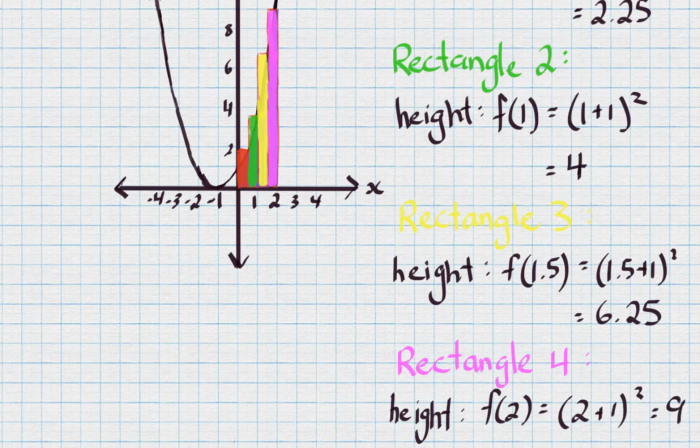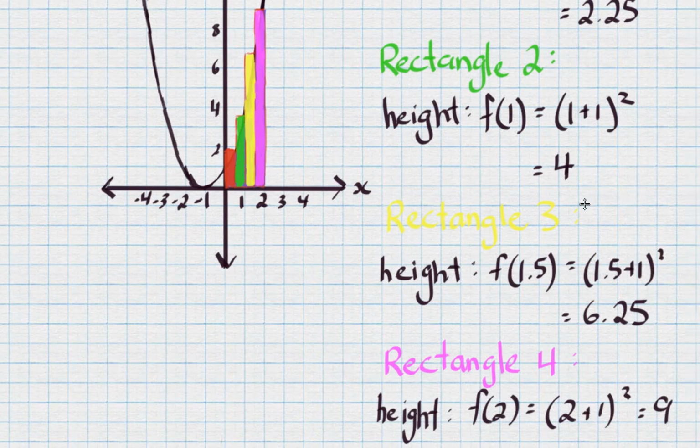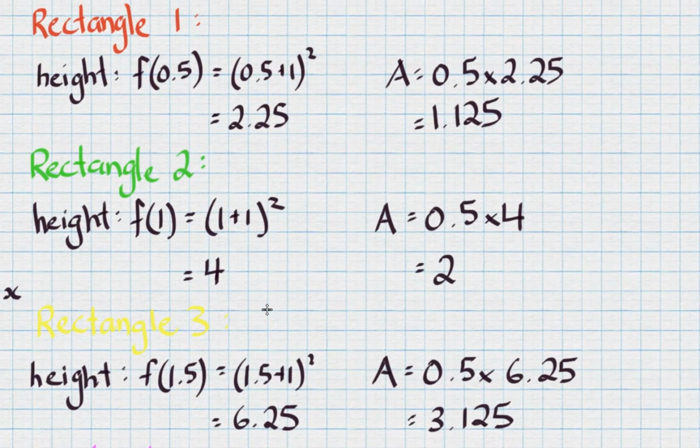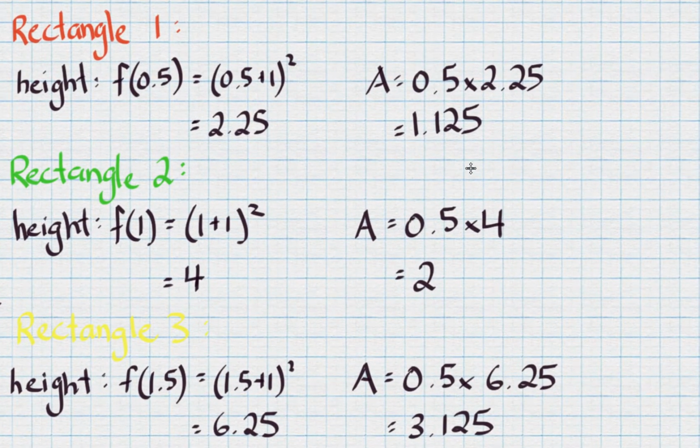Now, we're not just after the heights, though, of all these rectangles. We obviously want the areas. So with a width of 0.5, we can take these heights and multiply them all by 0.5. So let's go back to our first rectangle. Okay, it has an area of 1.125.